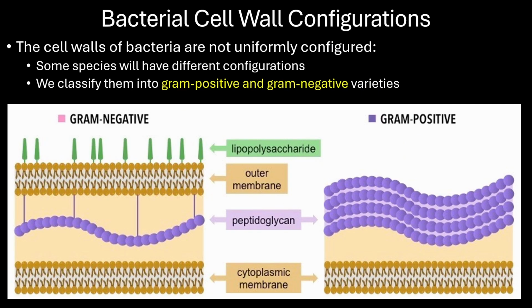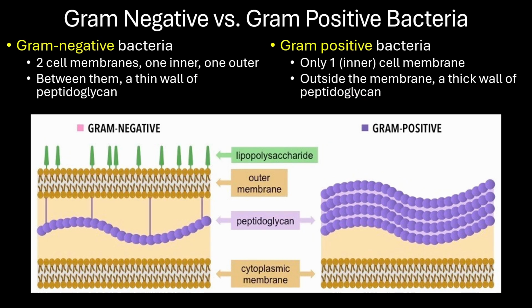Now, cell walls of different bacteria are not actually uniform. There's actually a lot of variation, as I started to allude to earlier. Some species are going to have very different configurations, and there's two main configurations that we really talk about with cell walls, okay? That is gram-positive and gram-negative varieties, all right? Now, gram-negative bacteria, we'll start there. What we have is we have two membranes, right?